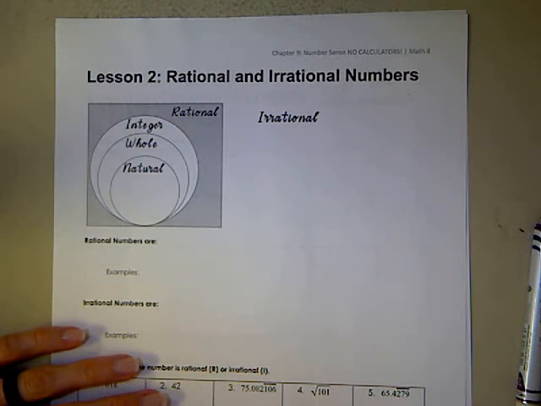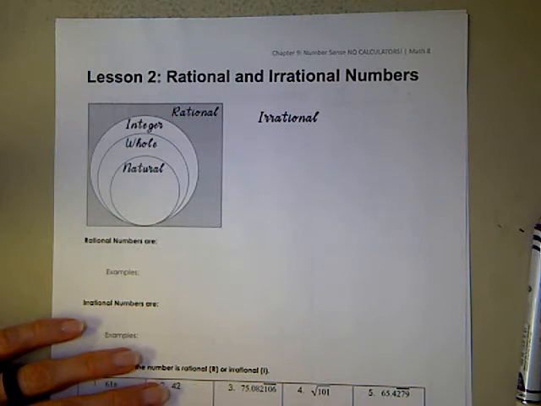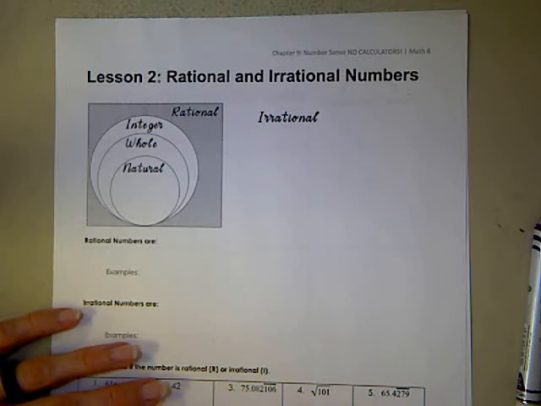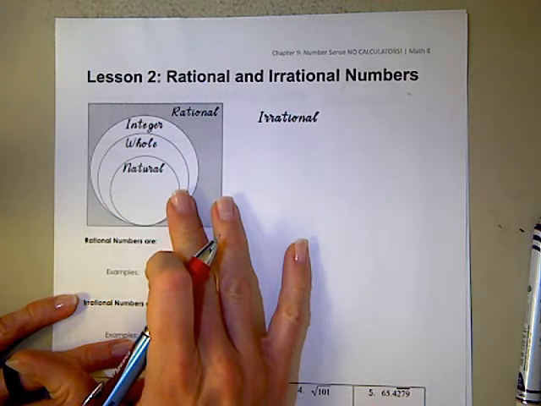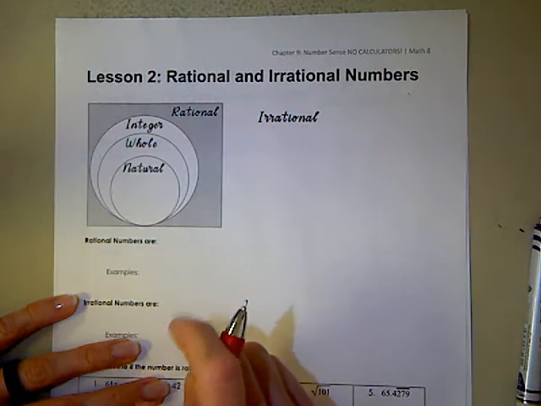Good morning. We're continuing with Chapter 9. Today we're going to do Lesson 2, Rational and Irrational Numbers. So we have this picture here to help us understand the different types of numbers.